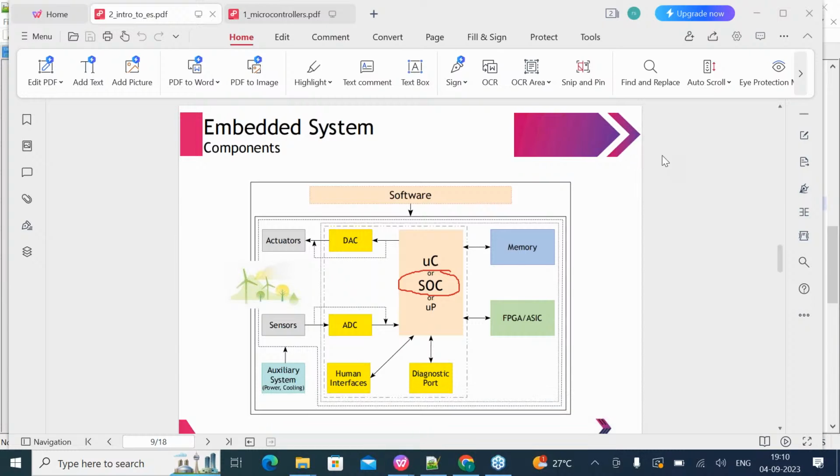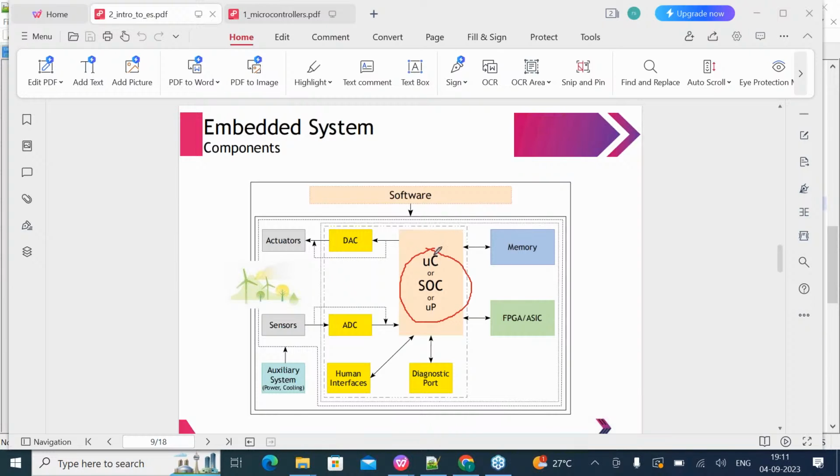So you can see the very first important component of an embedded system is the microcontroller. Either you will have a microcontroller, or an SoC, system on chip, or a microprocessor. Anyway, don't worry about this. In our embedded system development, we are working on a simple application, the microwave oven, which is not very complex. So we will be going with the microcontroller. Okay, so the first most important component is this.